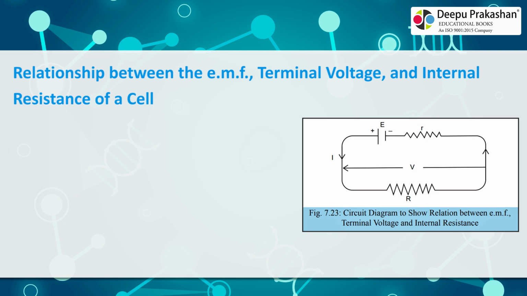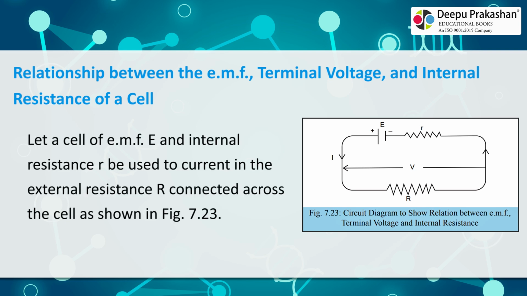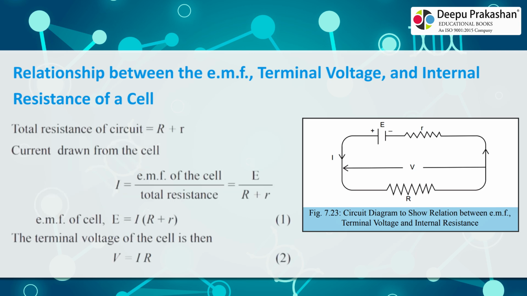Relationship between the EMF, terminal voltage, and internal resistance of a cell. Let a cell of EMF E and internal resistance r be used to draw current in the external resistance R connected across the cell, as shown in figure 7.23. Total resistance of the circuit is equal to R plus r, and the current drawn from the cell, I, is equal to EMF of the cell upon total resistance, which is E upon R plus r. EMF of the cell, E is equal to I times R plus r.